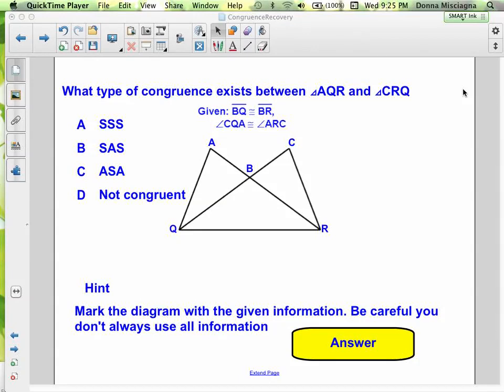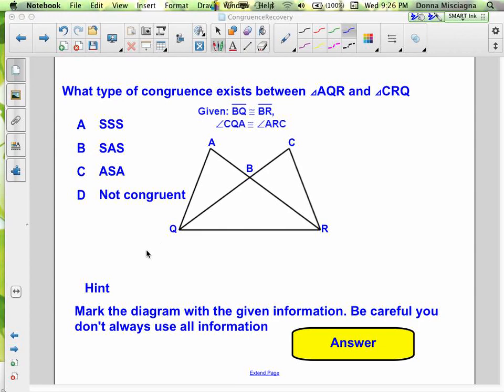Welcome back. All right, so now we're going to figure out the type of congruence that exists between triangle AQR, that's the larger one, the overlapping ones, and triangle CQR. This one is just a teeny bit longer than the other ones, so I think we'll write up a proof for this one. But actually, we only have 3 more slides left before the next video.